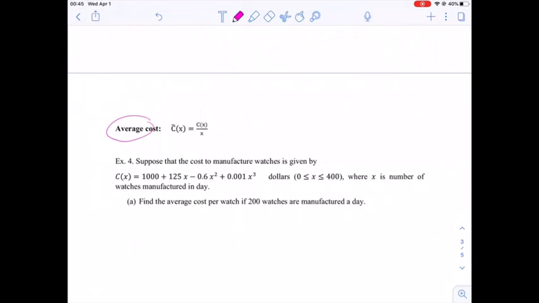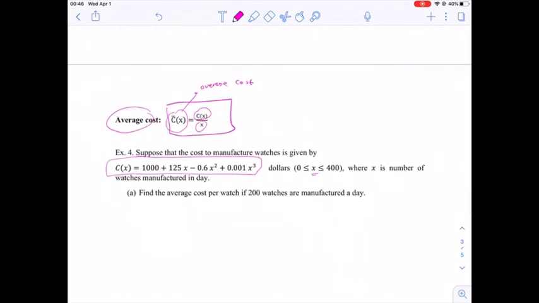Now the last concept in this section is the average cost. The average cost is given by this formula. C bar of x, the average cost, is equal to the total cost divided by x. We just divide that function by x. For example, suppose that the cost to manufacture watches is given by this function C of x, where x is between 0 and 400, where x is the number of watches manufactured in a day. We want to find the average cost per watch if 200 watches are manufactured a day.